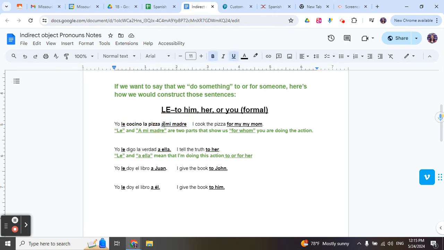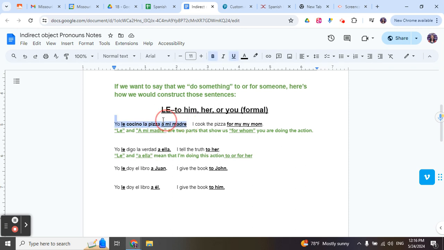Notice a means to or at in Spanish. So the way this would translate directly would be I cooked the pizza to my mother. So notice that difference, in English we use for, and that's a different word in Spanish. Okay, so if I'm having a conversation and I say yo le cocino la pizza a mi madre, that means I cooked the pizza for my mother.